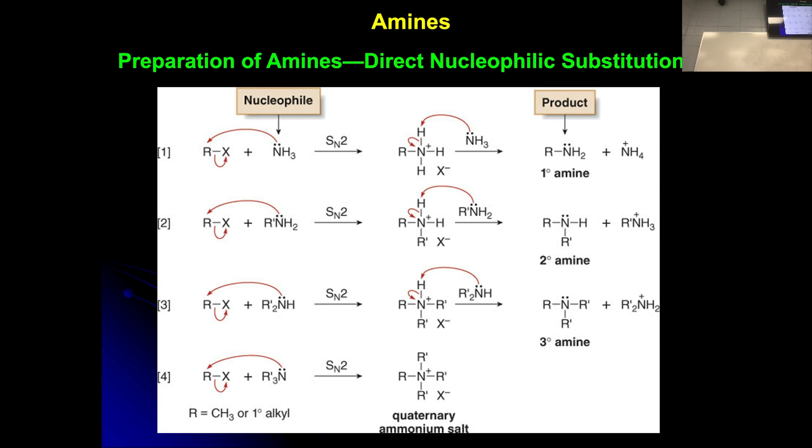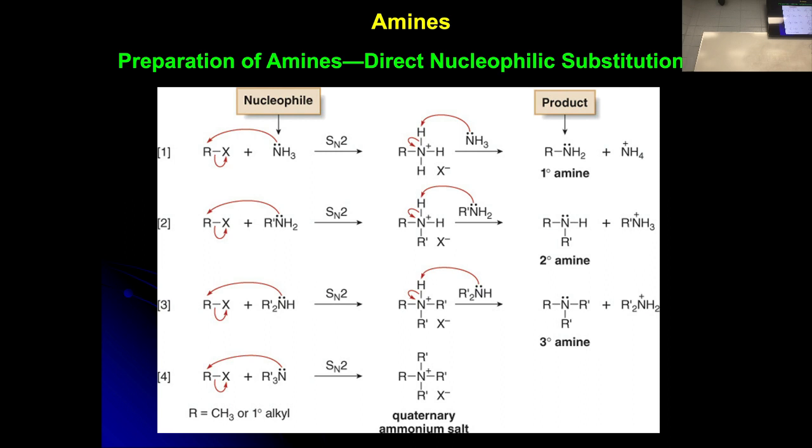What kind of alkyl halide did I draw up there? Okay, it's a bromide, but what kind of alkyl halide is it? It's a primary, right? That carbon's only attached to one other carbon. This works really well for primary alkyl halides. It works really well for alkyl iodides, alkyl bromides, and alkyl chlorides. It does not work with alkyl fluorides.